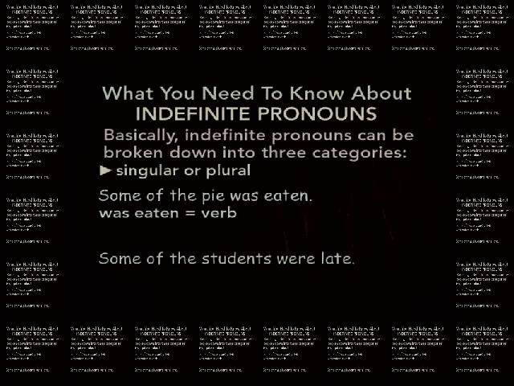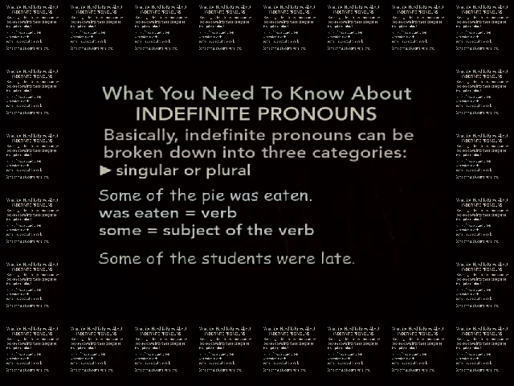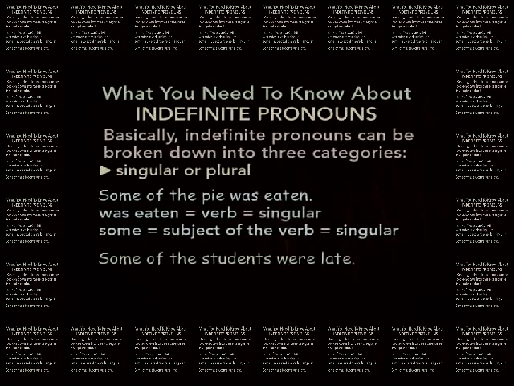What's the subject of the verb? Some. Some was eaten. Some of what? Some of the pie. But the pronoun some is the specific word which is the simple subject of the verb. Now, is that pronoun singular or plural? In this case, it's referring to some of the pie, which is a single thing, one piece of the pie. Therefore, we consider the pronoun singular in this sentence, and that's why the singular verb was eaten is correct.